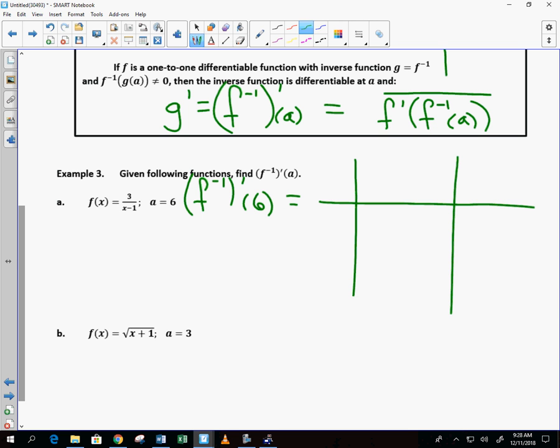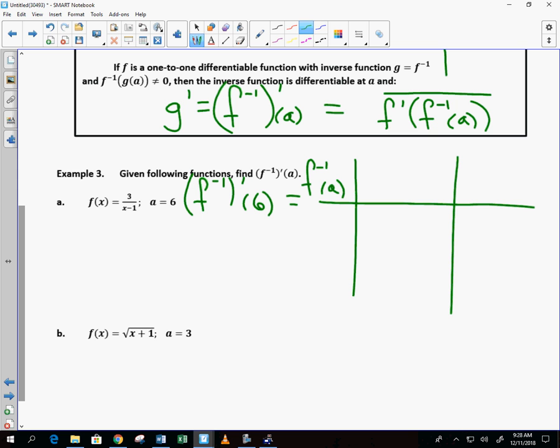Notice how there's 3 operations that happen here. It starts with f inverse. After f inverse, it moves to f prime. And after f prime, it moves to 1 over. See that? So I'm going to start by finding f inverse of A right here.